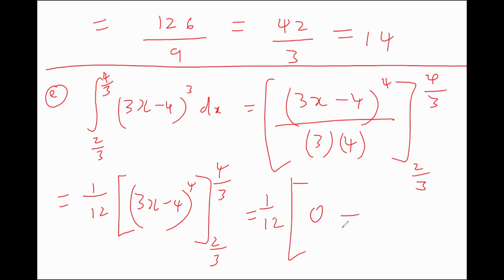Take away. When I plug in the lower limit, what do you get? Because 2/3 by 3 is 2. If we plug in minus 1 into here now, 2 minus 4 is minus 2. Minus 2 to the power of 4. Minus 2 to the power of 4 is positive 16, and the cube root of 16 is 16 to the 1/3. So take away minus 16 on 12, which is minus 4 on 3.